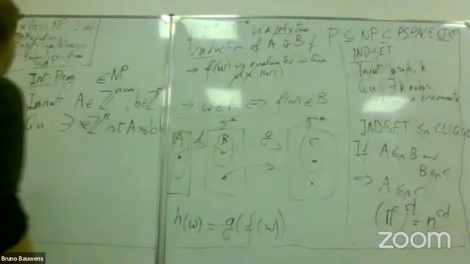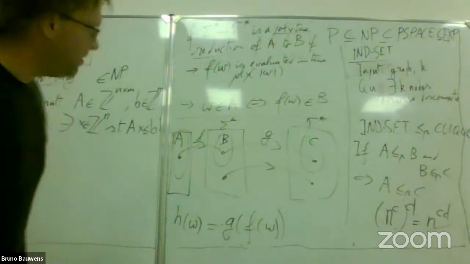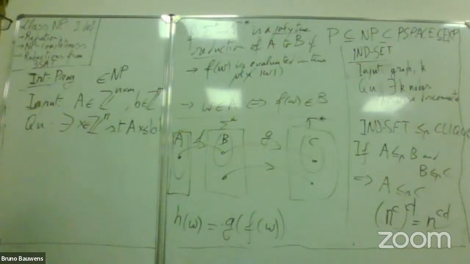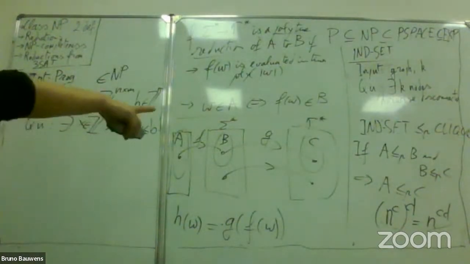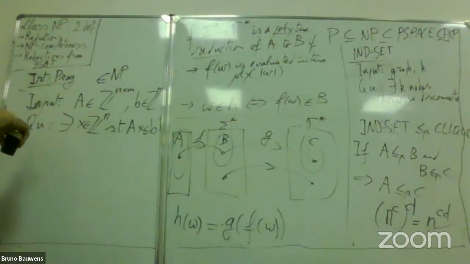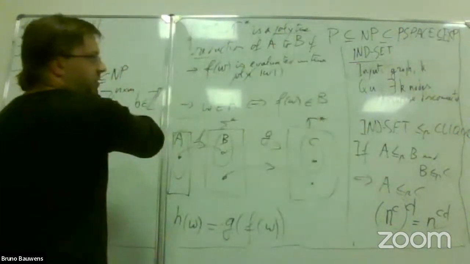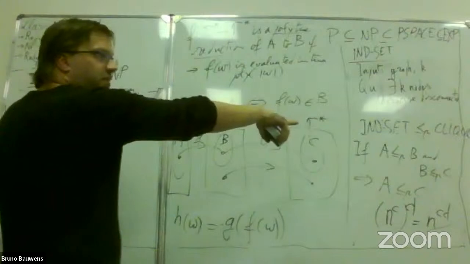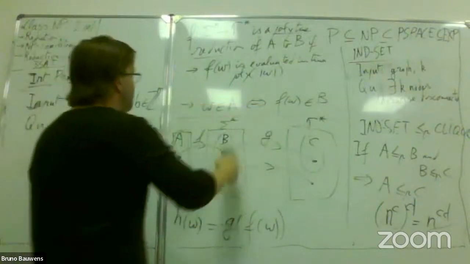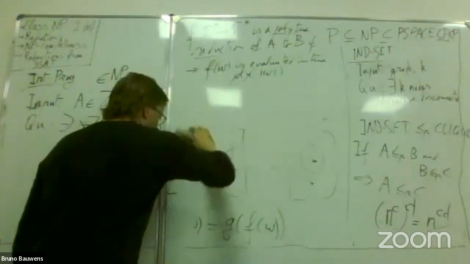But let's not be distracted and do a non-trivial reduction. Let's reduce the independent set problem to the integer programming problem. I will write the reduction in this direction because I've written the problems in this way. So what is a reduction?